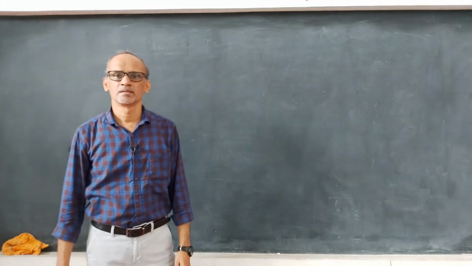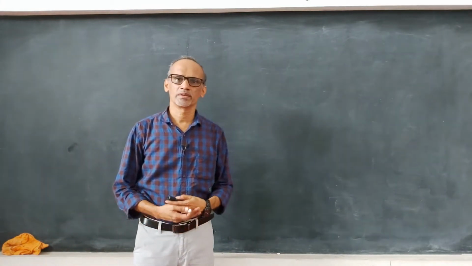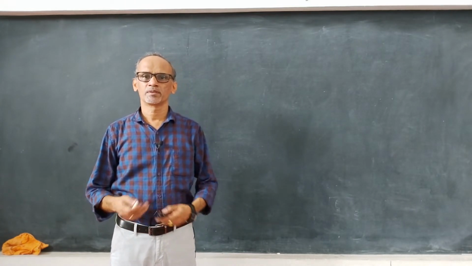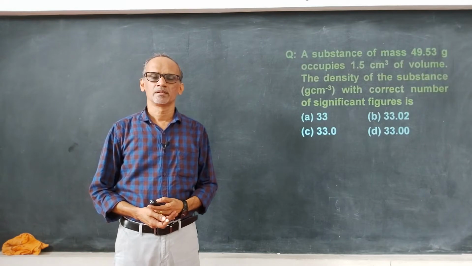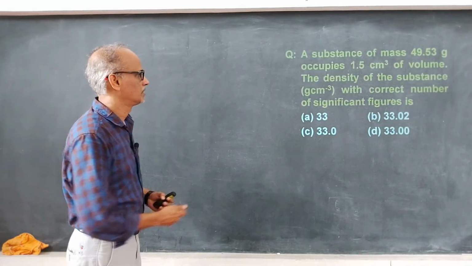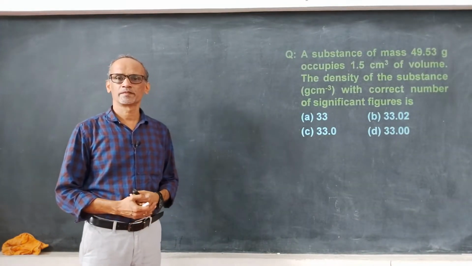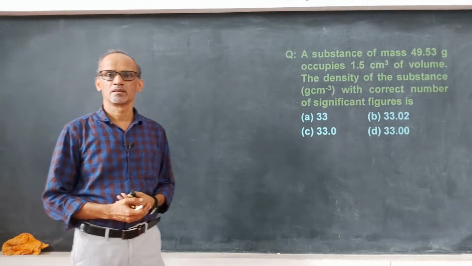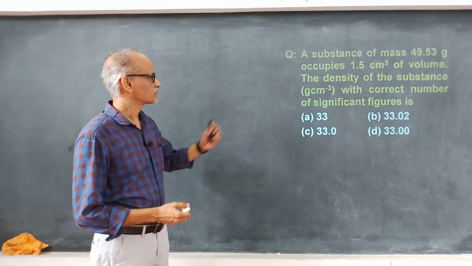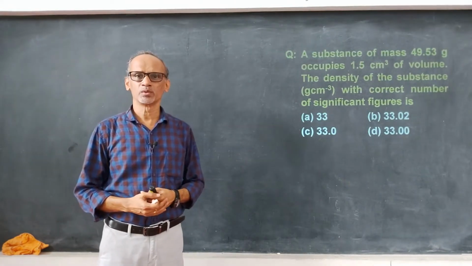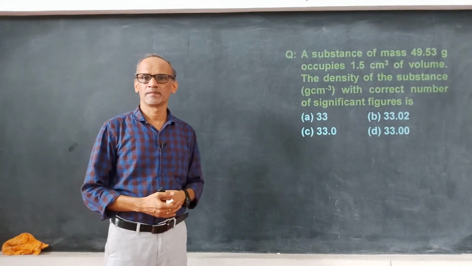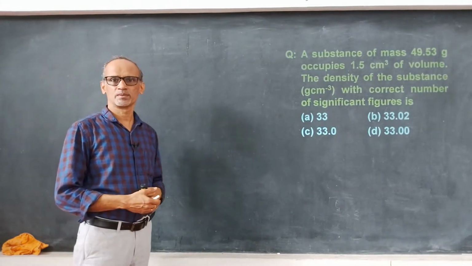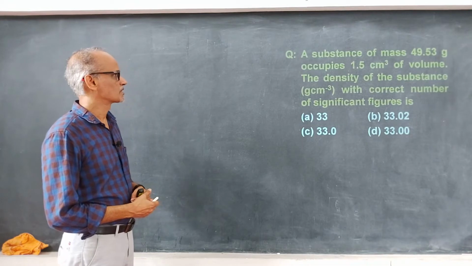Dear students, let's learn more about the chapter units and measurement. Before proceeding further, I would like to attempt an objective question from the last topic. The last topic that we had discussed was the rounding off rules. Based on that we have an objective question where there are 4 options. Let us see how to solve it.